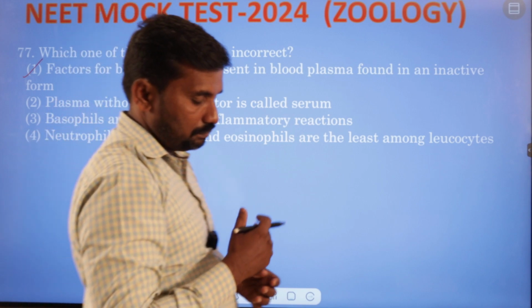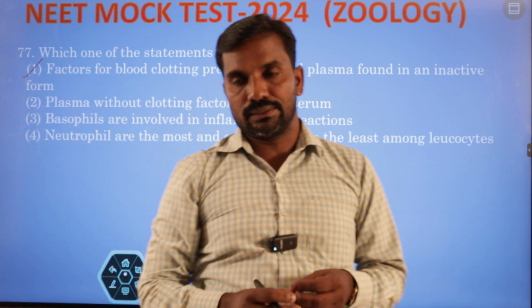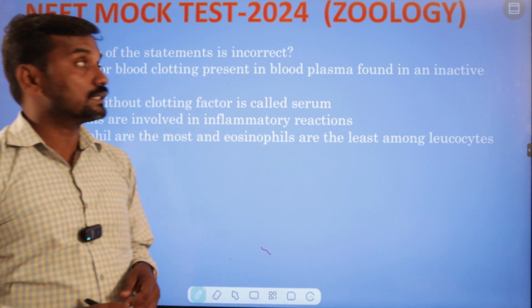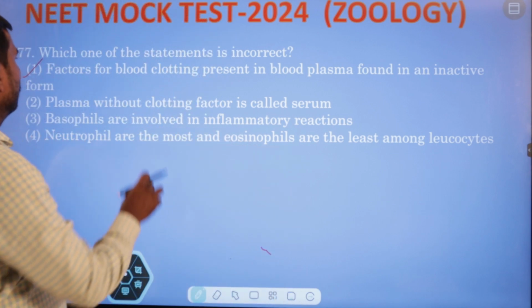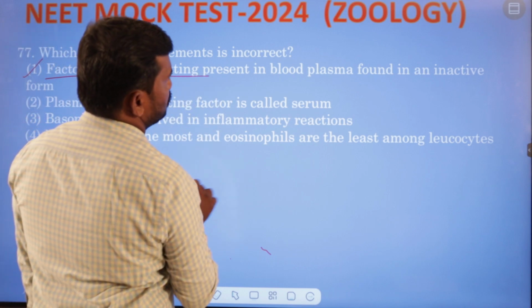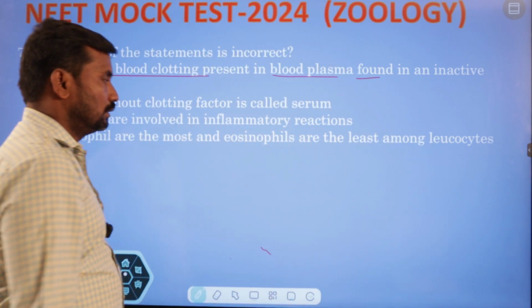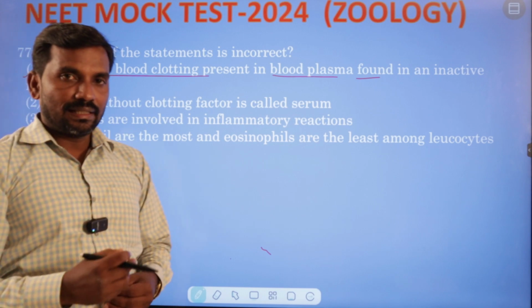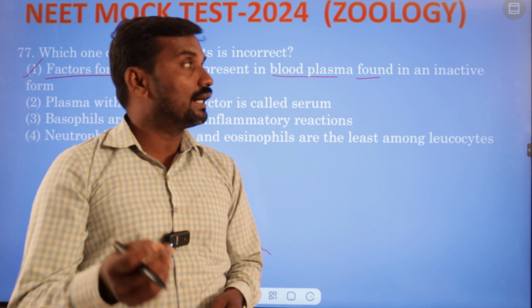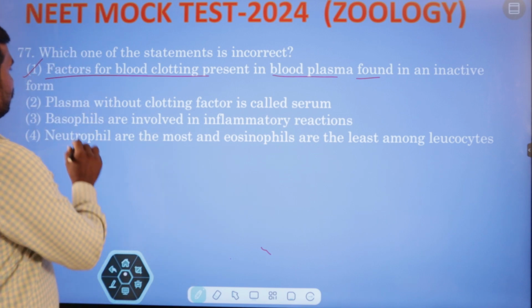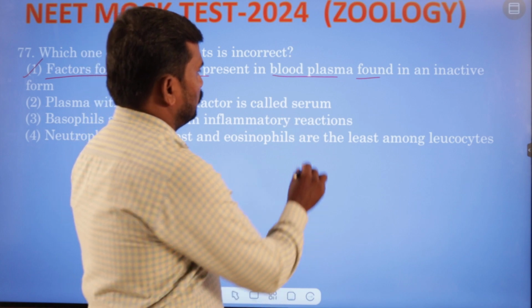We have three parts: erythrocytes, leukocytes, and thrombocytes. Thrombocytes are primarily responsible for blood clotting. The factors for blood clotting present in the blood plasma are found in inactive forms. Calcium is primarily responsible for activating the blood clotting factors. This is a correct statement.